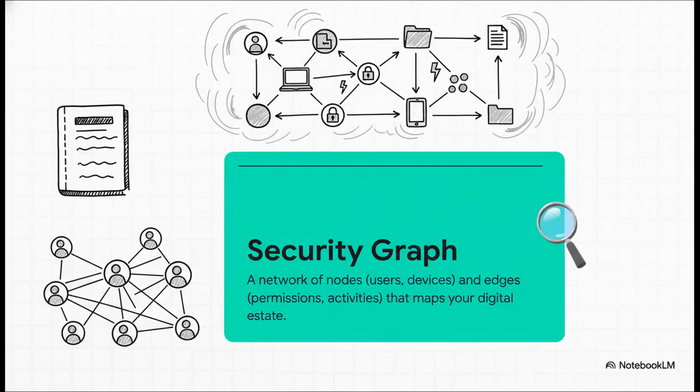You know, what's really interesting here is just how simple the core concept is. Think of it like this. A list is like a phone book, just a flat list of names and numbers. A graph, though, is like a social network map. The nodes are the people, or in our case, users, devices, and files. And the edges are the friendships, the connections, the permissions, and all the activities that link them together. It's a living, breathing map of your entire digital environment.